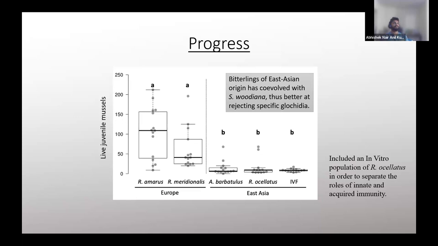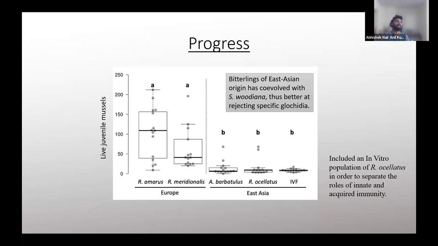So finally, I will talk about the live juvenile mussels that emerged off of the fish, which is basically the answer to the question on the success of the glochidia of Sinanodonta woodiana on different species of bitterlings. Here you can see that there's a clear difference between the two groups. The East Asian species of bitterling seems to be a very poor host compared to the European species, where you can see that some individuals even have 200 juvenile mussels coming off of them. And these are quite significant numbers, I should say.